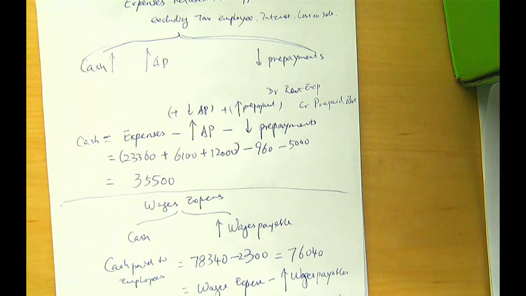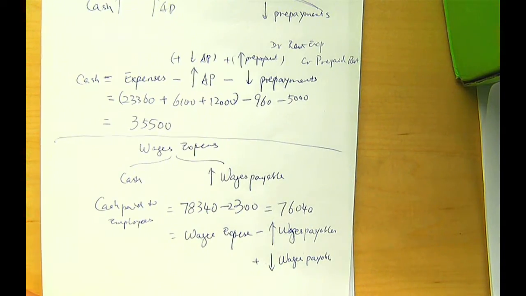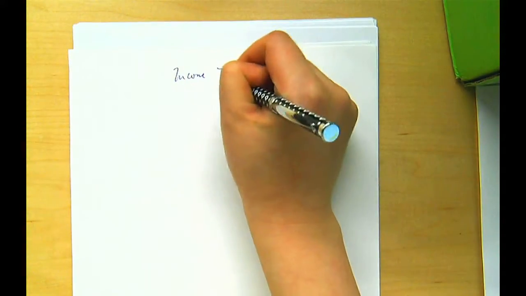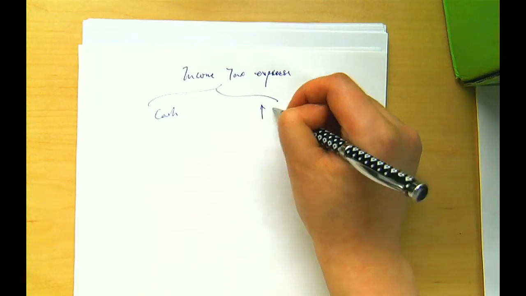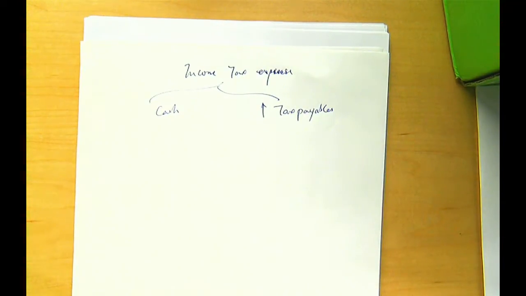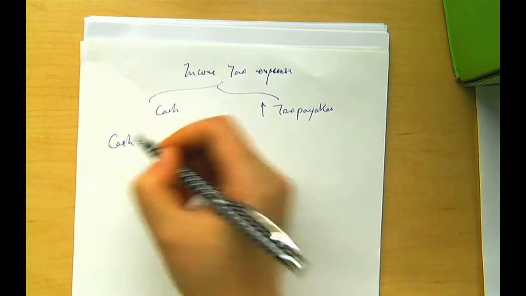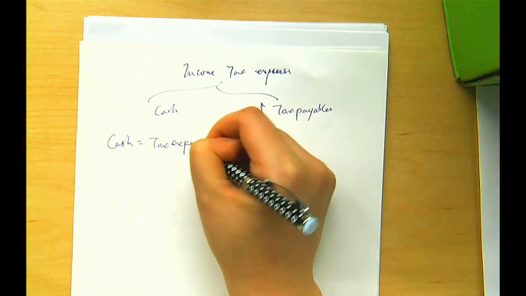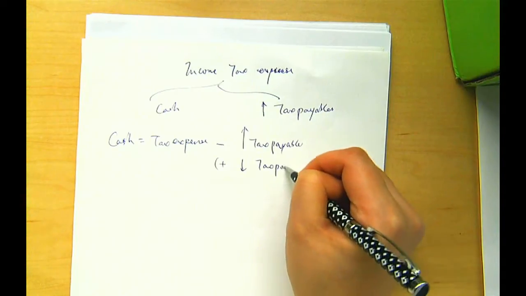We have income tax payable here. We're going to deal with income tax expense. So income tax expense is settled by cash, or you record it under tax payables. So what's the cash paid to tax authority? That's total tax expense minus the increase in tax payables, or plus decrease in tax payables.